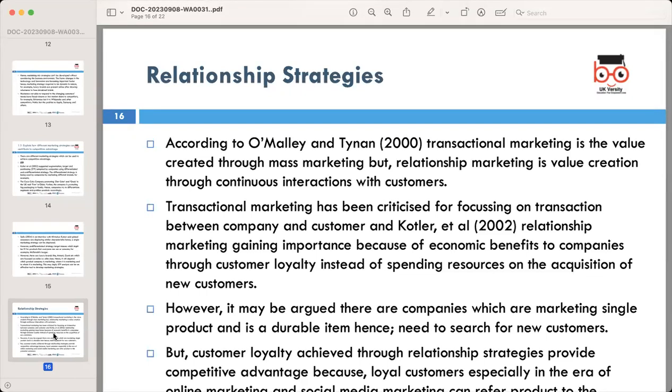While customer acquisition remains important, especially for companies with single and durable products, loyalty achieved through relationship strategies provides a significant competitive advantage. Loyal customers, especially in the era of online and social media marketing, can become advocates who refer products to potential customers.